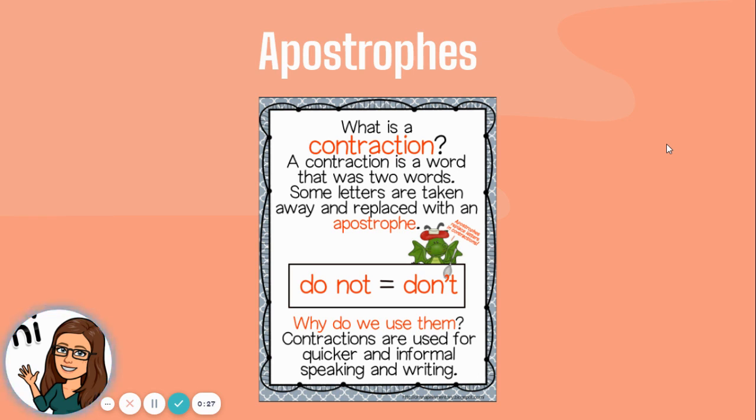All right, so remember, what is a contraction? A contraction is a word that was two words. Some letters are taken away and replaced with an apostrophe. For example, do not, we can use the contraction don't. Why do we use them? Contractions are used for quicker and informal speaking and writing.